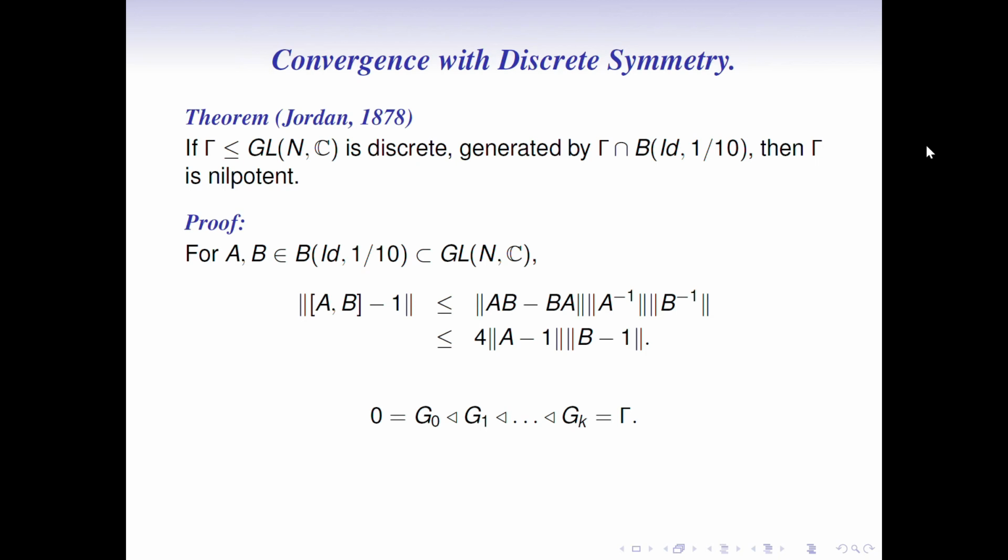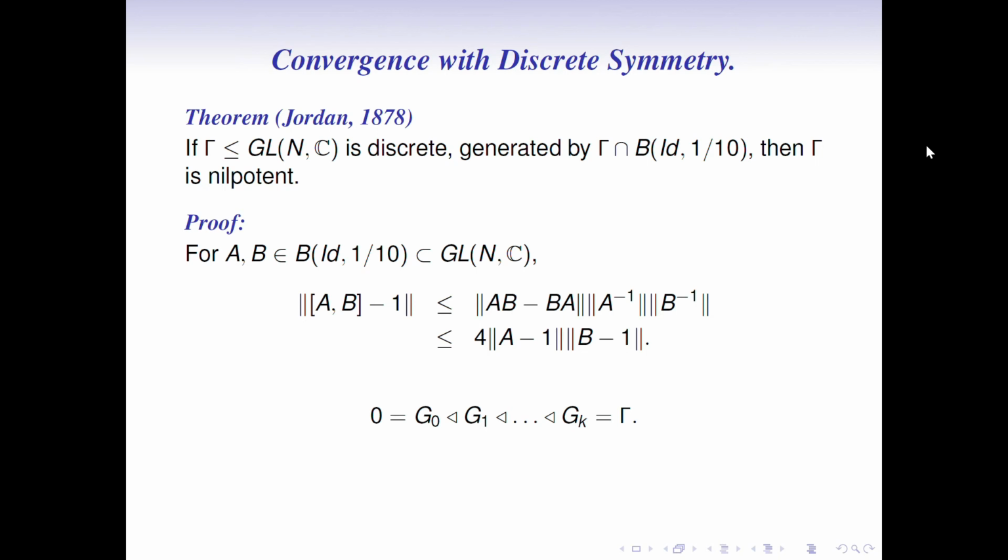Well, take A to be the element of gamma closest to the identity. Observe that, to do this, we require gamma to be discrete. Then, by this formula, A commutes with everyone in the group, because otherwise a commutator will be even closer to the identity, contradicting our choice of A.